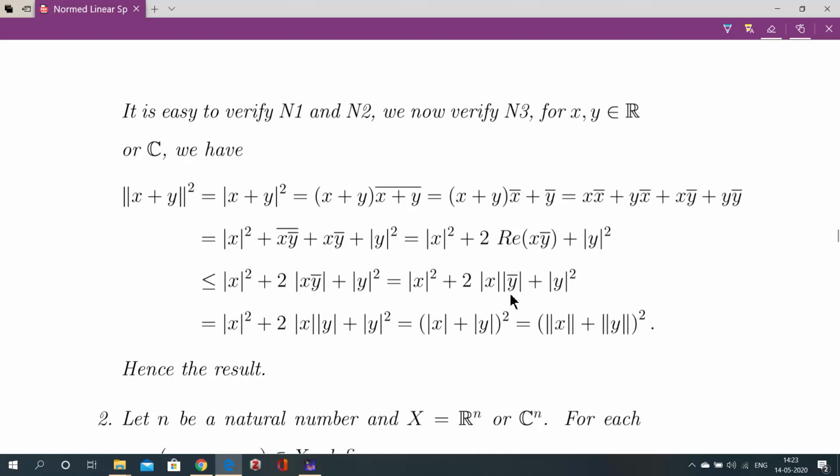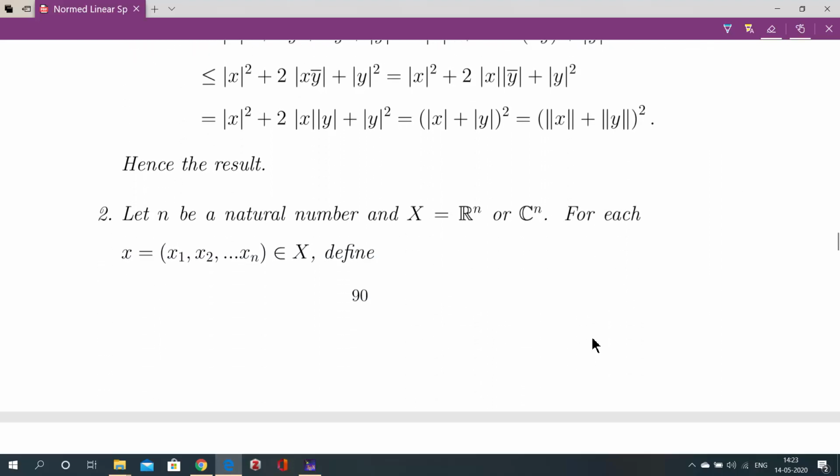And you know that the modulus of y bar is equal to modulus of y. So this is equal to modulus of x squared plus 2 times the modulus of x into modulus of y plus modulus of y squared. Which is equal to modulus of x plus modulus of y, whole squared, which is equal to norm of x plus norm of y, whole squared. So the triangle inequality is verified here.